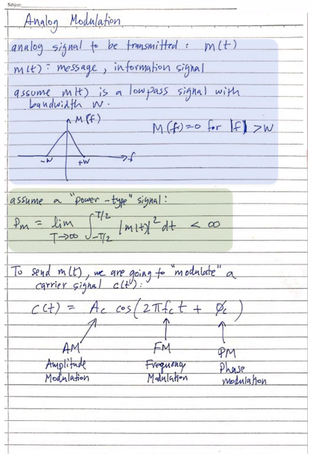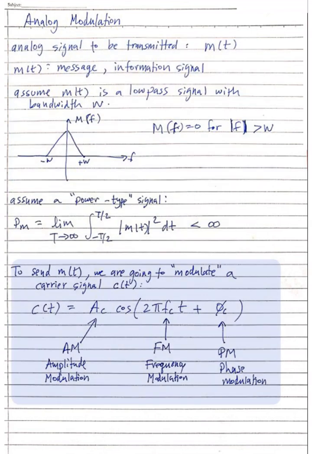The analog message signal, or information signal, that we want to transmit will be denoted as m(t). We assume that m(t) is a low-pass signal with bandwidth W. The magnitude of the Fourier transform of m(t), which is denoted by M(f), is shown here. We also assume that m(t) is a power-type signal, which means that the signal has finite power, as shown here. Note that a power-type signal has infinite energy.